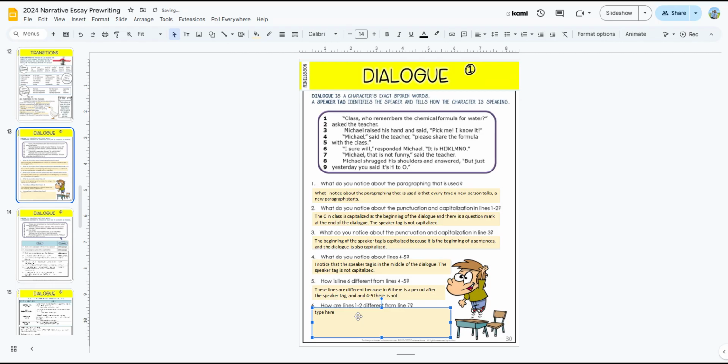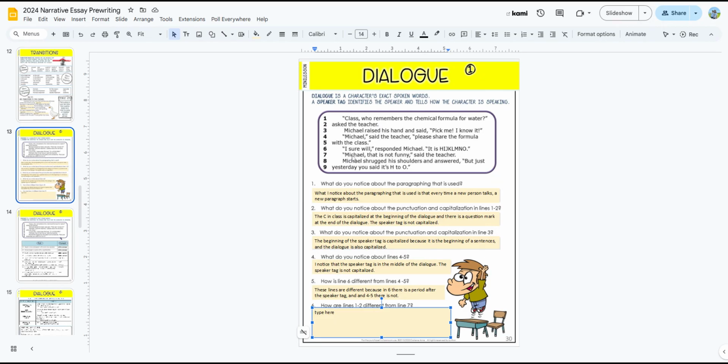Alright, now this one says, how are lines 1 and 2 different from line 7? So 1 and 2 say, "Class, who remembers the chemical formula for water?" asks the teacher. And then line 7 says, "Michael, that is not funny," said the teacher. So what do we notice is different? We have our quotation marks and a capital letter, we have a question mark right here, and then it says, asks the teacher. Our speaker tag is not capitalized.